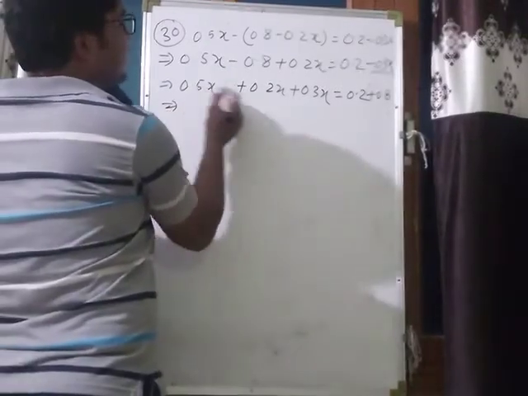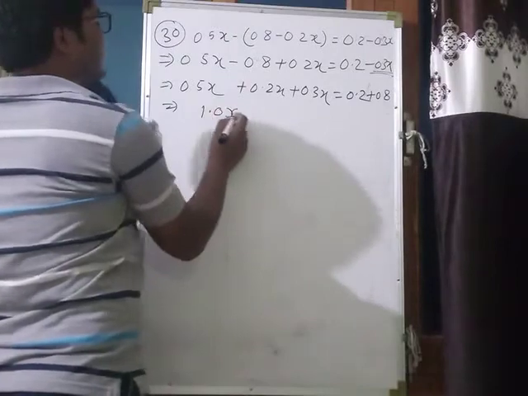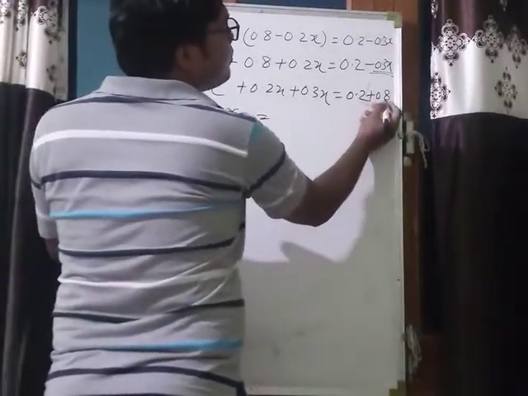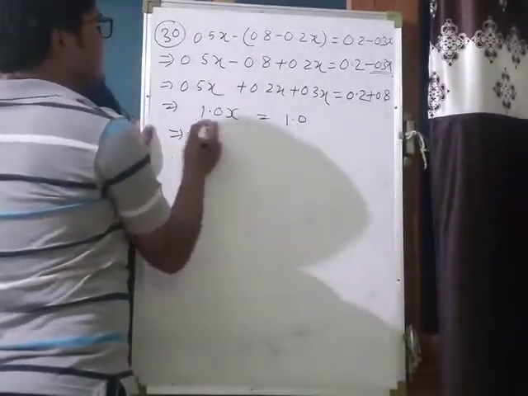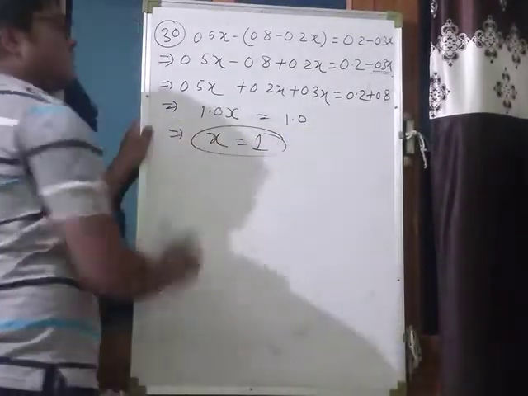So this one is 0.5, 0.2, 0.7, 0.3, that is 1.0x, and 0.2, 0.8, that is 1.0. Clearly this is 1 into x, that is equal to 1. So x is equal to 1.